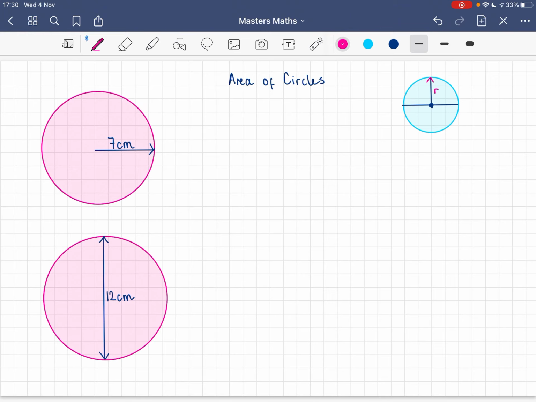So it always starts in the middle, has to be in the exact center of the circle for it to be a radius, and goes from the center to the edge. It could be in any direction. It could be going this way, it could be over here, but as long as it starts in the middle and goes to the edge of the circle, it is a radius, whatever angle that's at, okay?